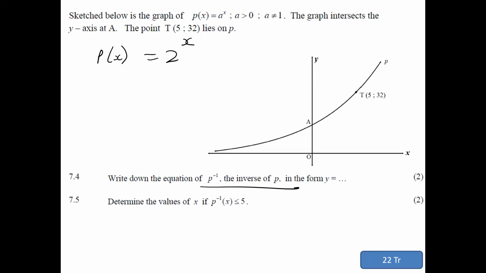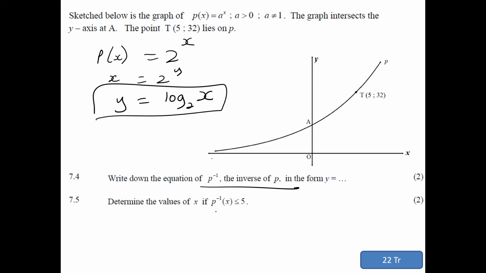Anyone's got it? Y is equal to log x base 2. Okay, step 1, swap x and y. So that will become x is equal to 2 to the power y. And then y will be equal to log, the base is 2. So it's log x base 2. Correct, that is our inverse.